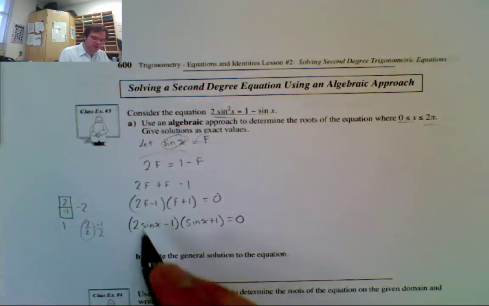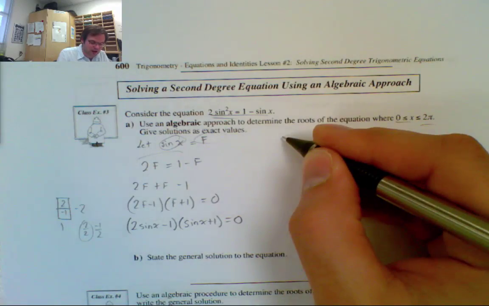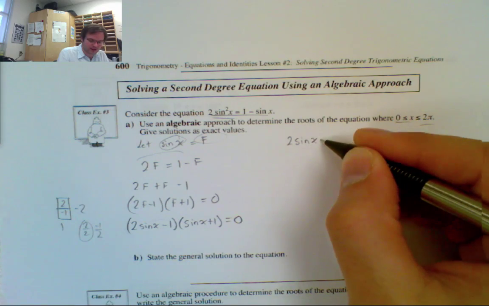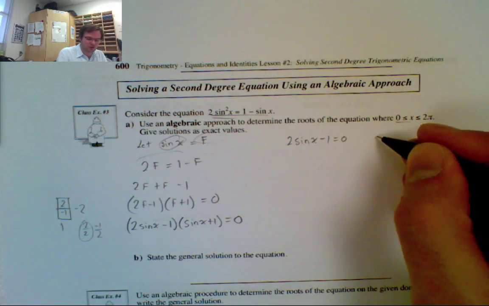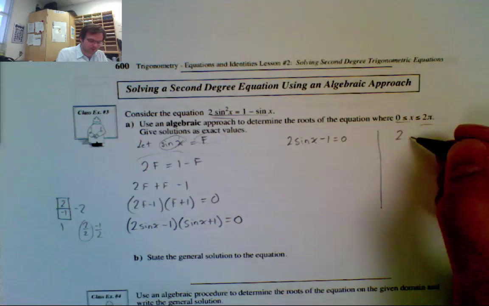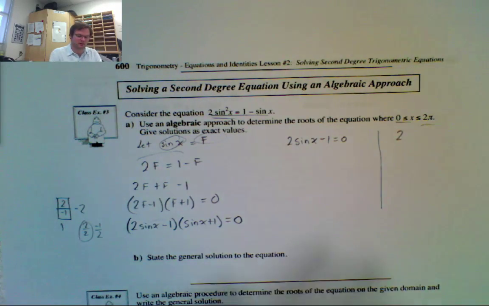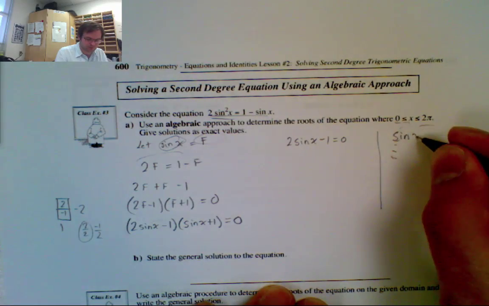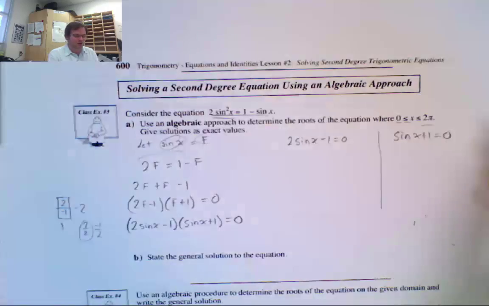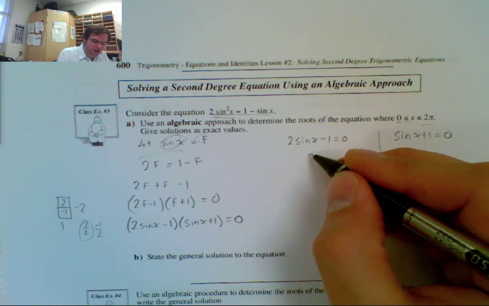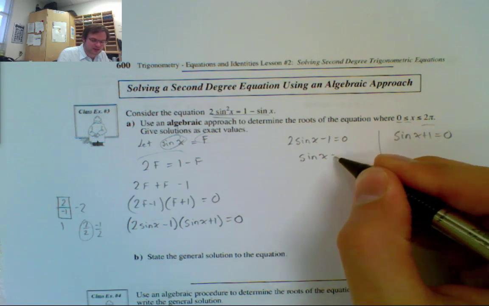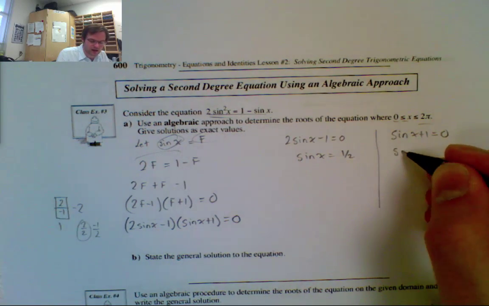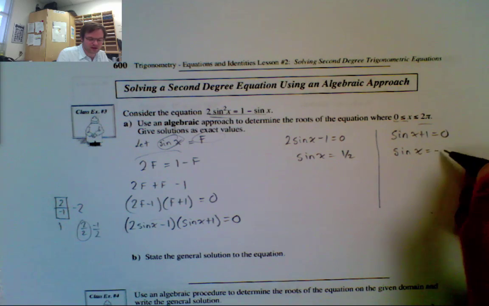Now, both of these could be equal to 0. So 2 sine x minus 1 must equal 0. And we also know that sine x plus 1 is equal to 0. Okay, so let's solve this side here first. So this means sine x is equal to 1 over 2. This one here is going to say sine x is equal to -1.